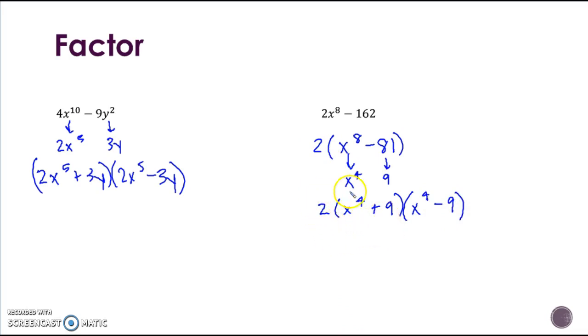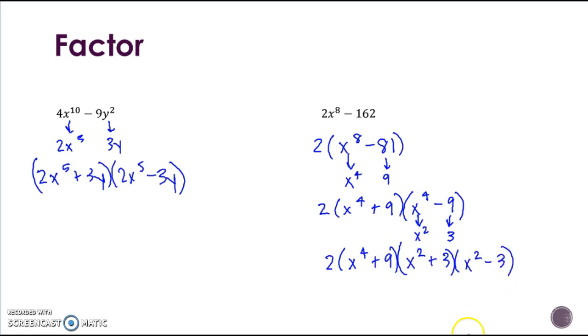All right, I can't do anything with this first part, but x to the 4th minus 9, once again, perfect squares. So I have 2 times x to the 4th plus 9. That doesn't go away. Then this parentheses breaks down to x squared plus 3, x squared minus 3.